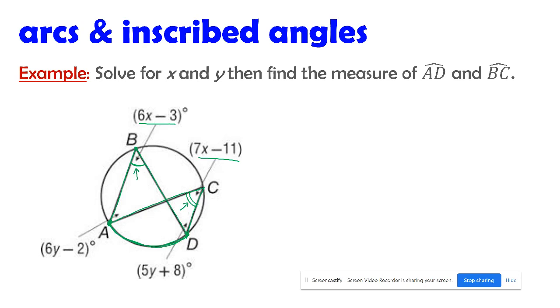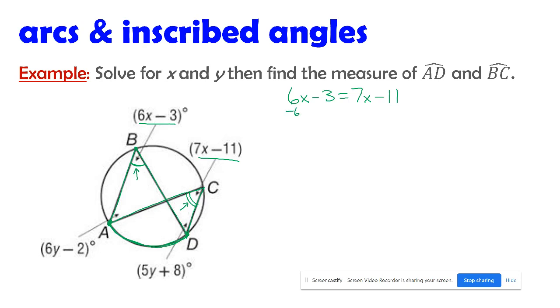So we're going to take that information: two inscribed angles that give us the same intercepted arc have to be congruent. So we're going to say 6x minus 3 is equal to 7x minus 11. And we can work that out.